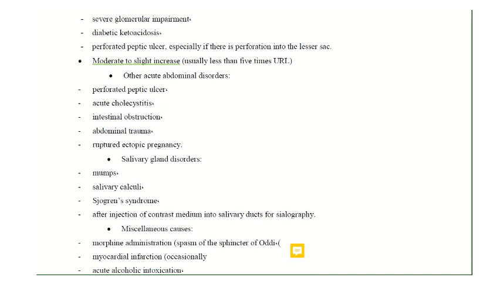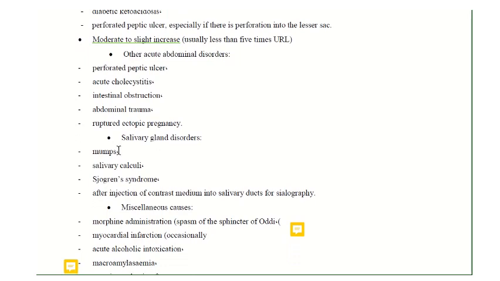وأيضا في salivary gland disorders مثلا mumps, cough, salivary calculi, Sjogren syndrome after injection of contrast medium into salivary ducts for sialography. وأكو miscellaneous causes اللي هي مثلا morphine administration اللي يصير spasm في sphincter of Oddi.